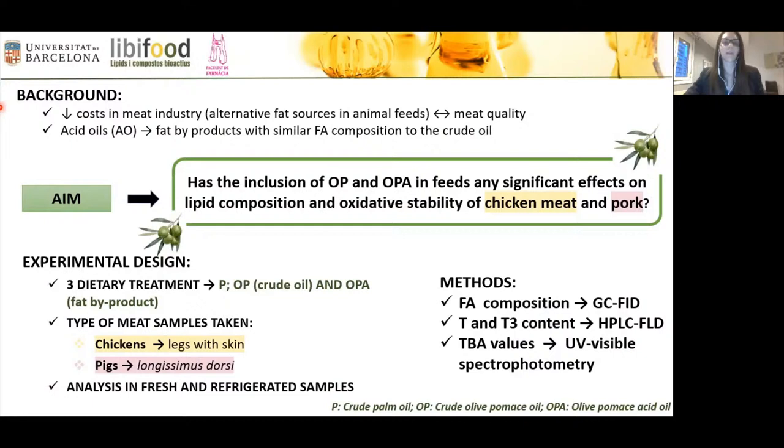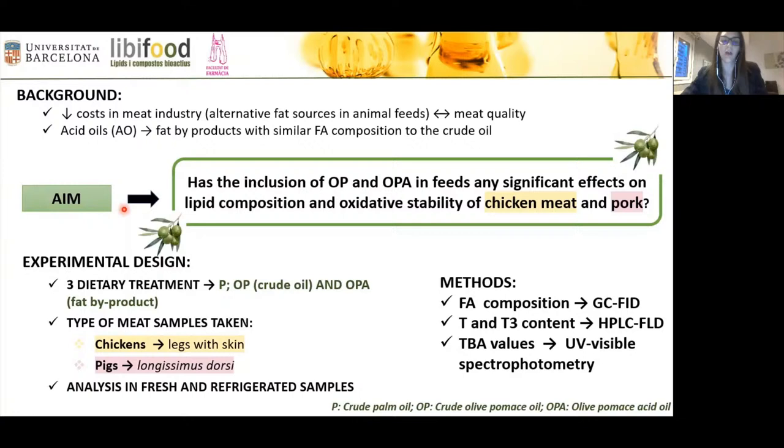Hello to everyone. I would like to start this presentation with a short background. For the meat industry, it is really important to reduce cost, but also it is mandatory to guarantee meat quality. One of the ways to reduce cost is searching for alternative fat sources in animal feeding. This is the case of acid oils, which are fat byproducts coming from edible oil refining with similar fatty acid composition to the crude oil. So, the aim of this work was to answer the next question.